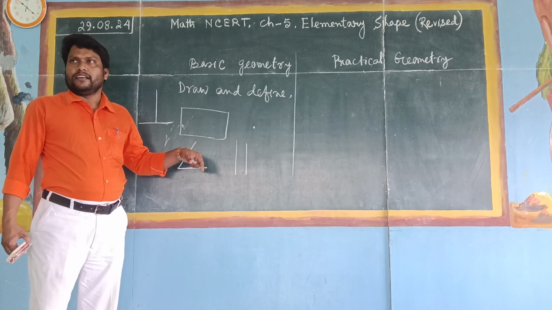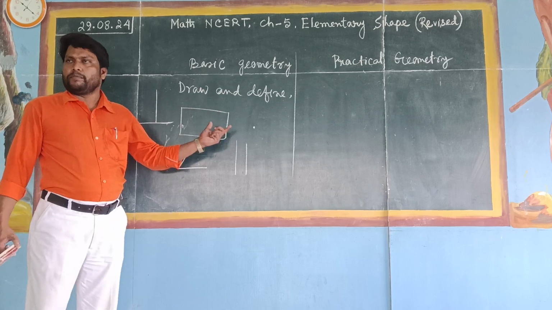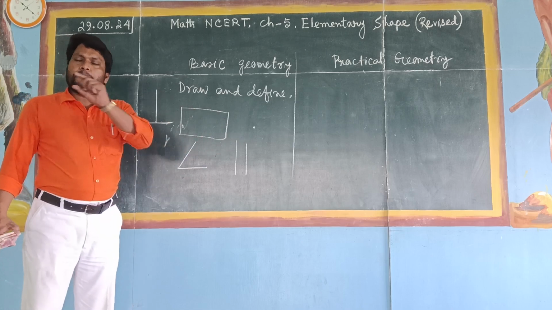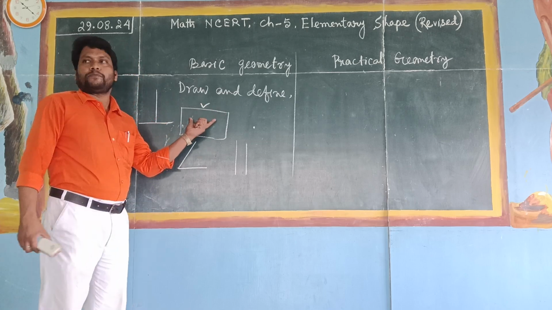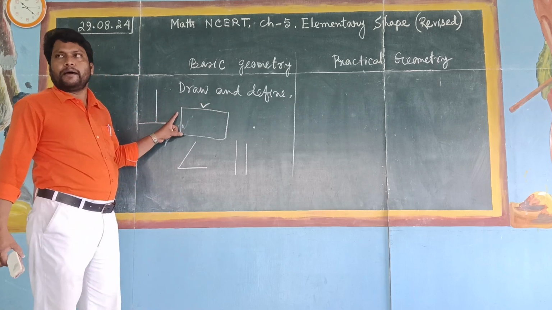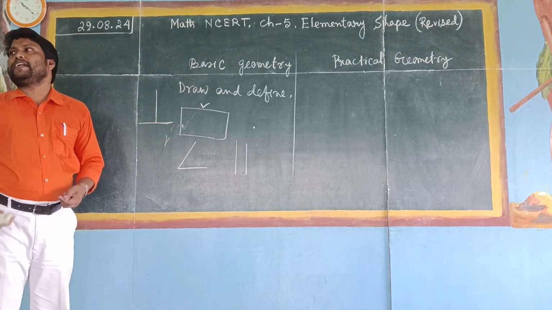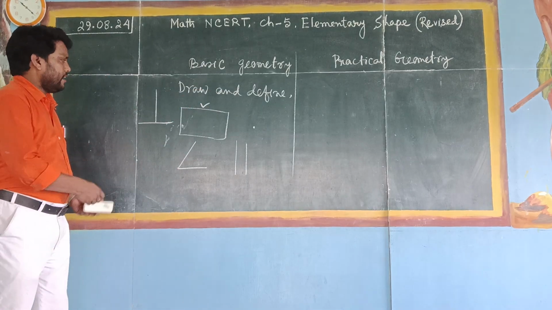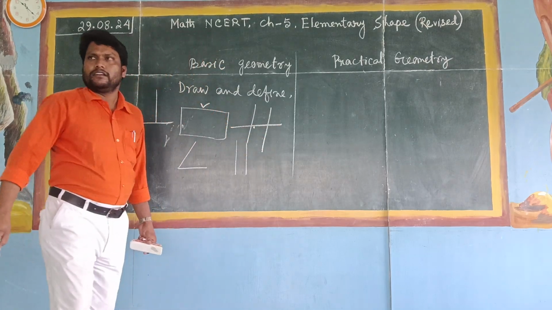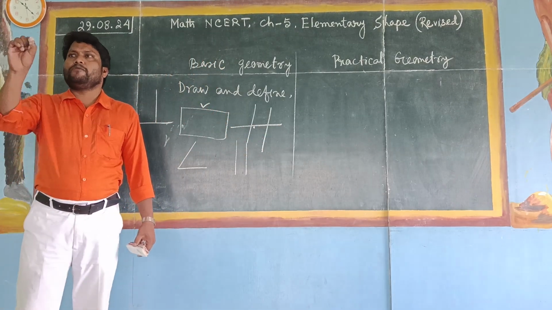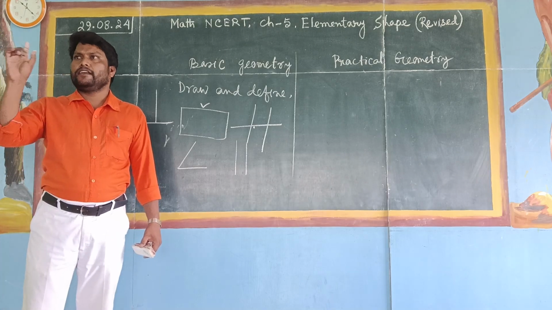At the time of drawing the geometrical figure, there is no measure. You do not know the length of the rectangle. You do not know the breadth of the rectangle. So these are under basic geometrical ideas. Angle, intersection. These are under basic geometrical figures or understanding elementary shape, etc.